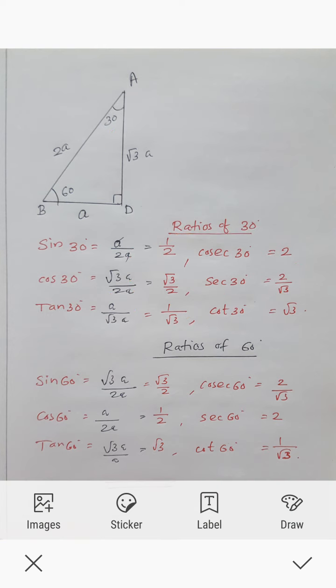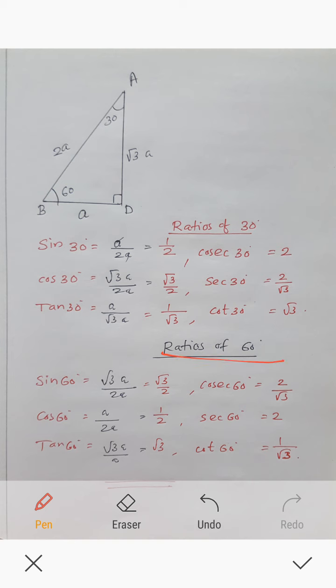Now see the trigonometric ratios of 60 degree. Let's consider the 60 degree angle. Forget about 30 degree. Sine of 60 degree is opposite side of 60 degree by hypotenuse, means root 3a by 2a. a cancels, getting root 3 by 2. So sine 60 is root 3 by 2, so cosec 60 is 2 by root 3.